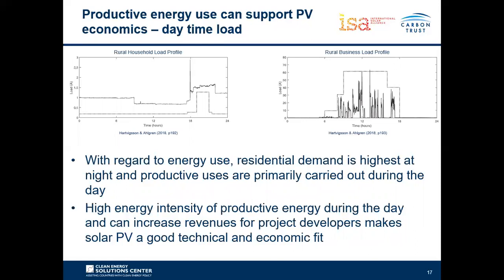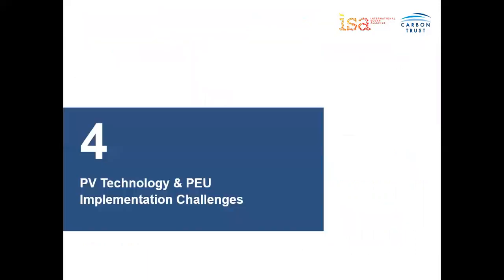So we can see in terms of productive use energy profiles, a solar PV plant would be well synchronized, well suited to supplying electricity for this profile, given that solar PV produces most electricity between 9 and 5 p.m. And as such, there is a good technical and economic fit between the two. But that's not to say that there are not implementation challenges associated with these technologies.